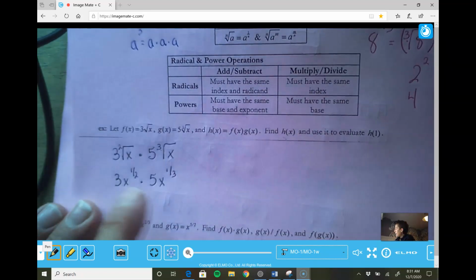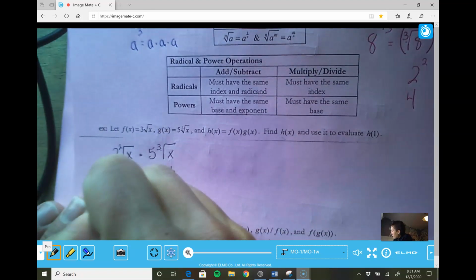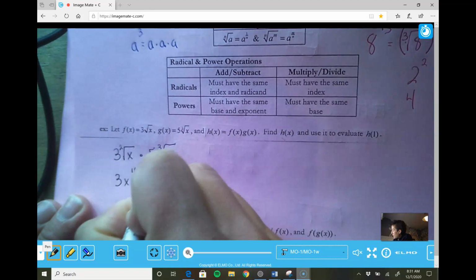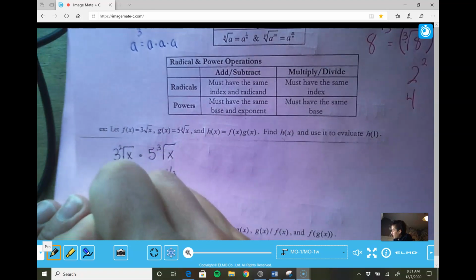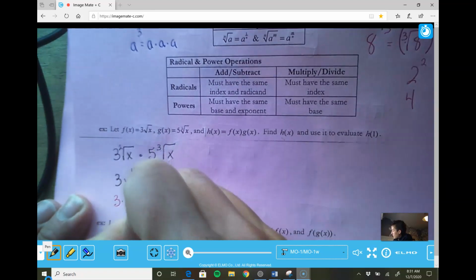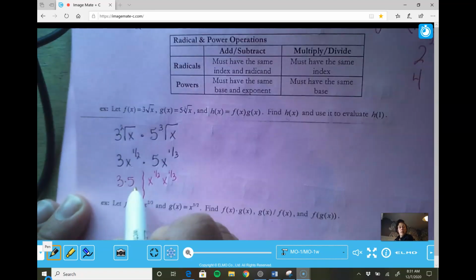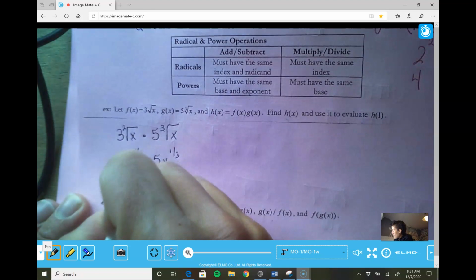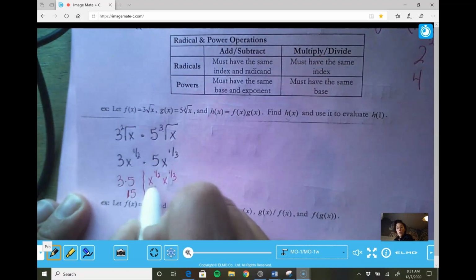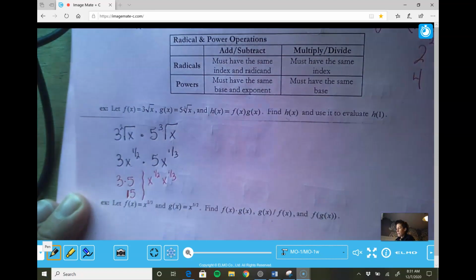All right, and now I'm going to organize this differently because it's all multiplication. I'm going to multiply 3 and 5 together, and I'm going to multiply x to the 1/2 and x to the 1/3 together. So 3 times 5, no problem, that's 15. So let's take a look at this. This is where it starts to get a little tough.